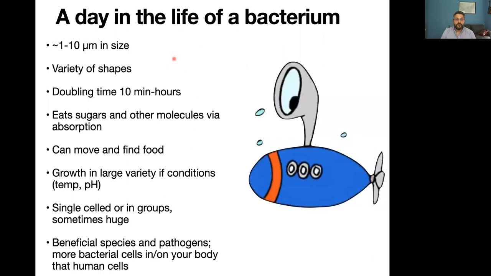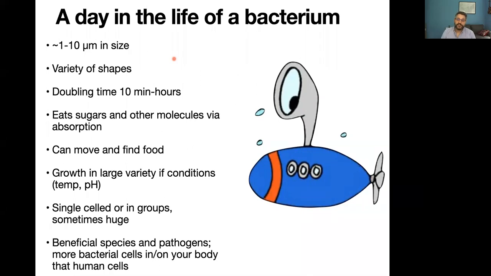They grow by growing and then splitting in half or more than half. This can take as fast as maybe 10 minutes, but many species are very, very slow, many hours, let's say. They eat sugars and other molecules via absorption. So their job is to get to where the stuff is they want to eat. Many of them, but not all, can move around and they can use this movement to find food.